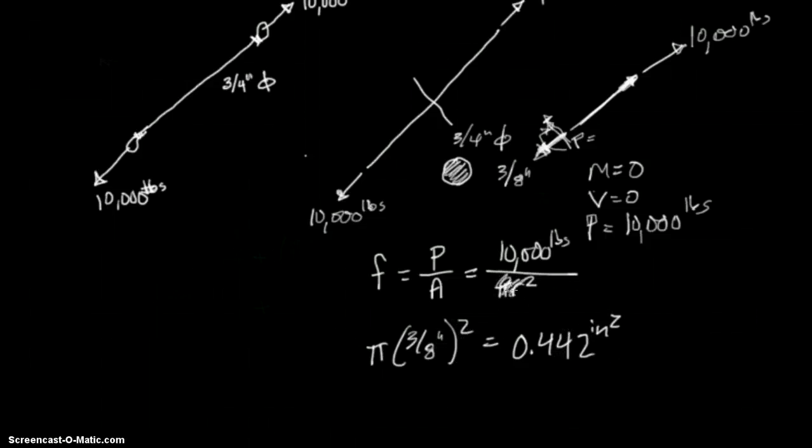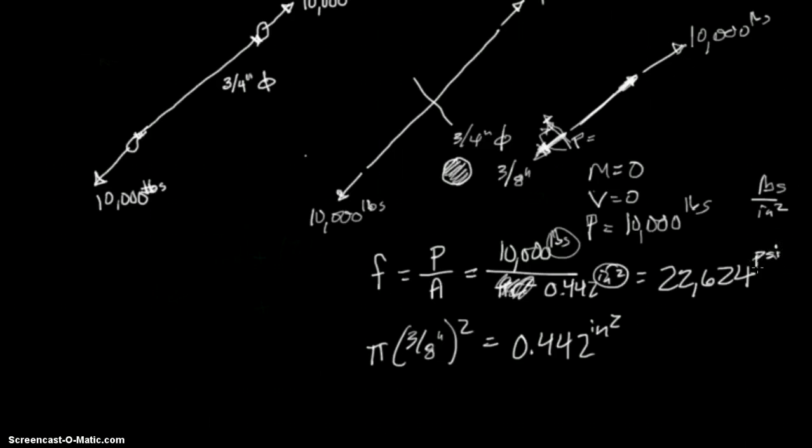So this equals 0.442 inches squared. 10,000 divided by 0.442 equals 22,624. And that is in pounds per square inch, PSI, or you could do pounds per inch squared. A lot of people just do PSI. And that is a stress term you'll see a lot. A unit stress is PSI.